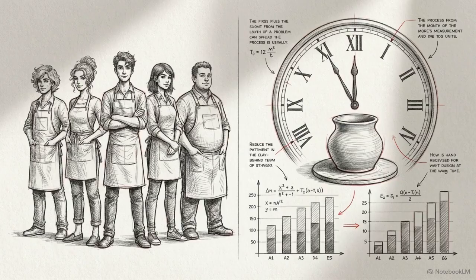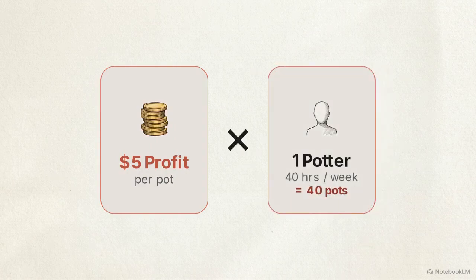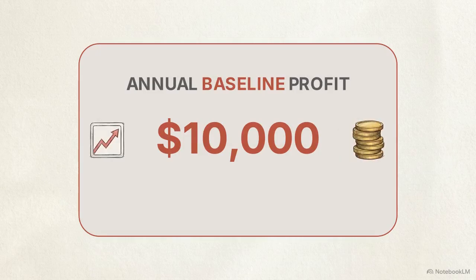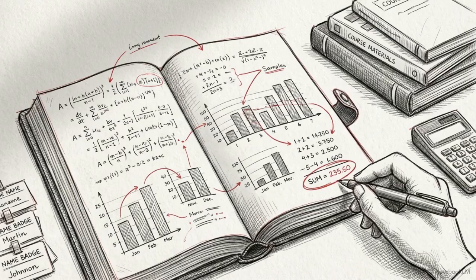Step 1 is establishing the pre-training baseline. The shop employs 5 potters, and currently they each complete 1 pot per hour. At a $5 profit per pot, one potter working a standard 40-hour week generates exactly $10,000 in annual baseline profit. Without first identifying the specific pre-training baseline, your final evaluation will lack the necessary comparison point to prove a financial return.